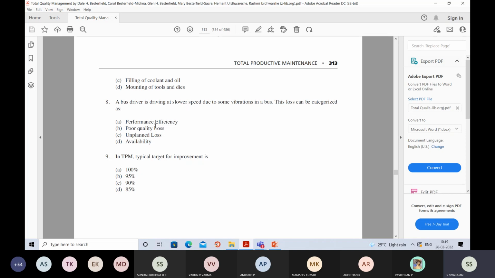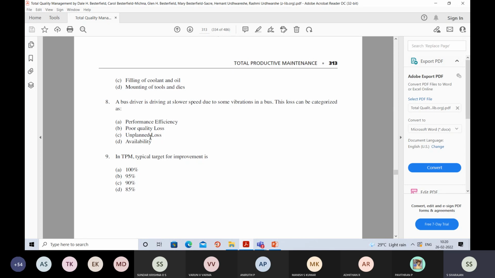And it is not a poor quality loss. Anywhere, the bus is running. It is running at slow speed, and we are getting the service. So there is no problem with the quality rate. So it's not a poor quality loss. So either it can be unplanned loss or performance efficiency. What I felt is it has to be performance efficiency, because ideally the bus can go at much higher speed. But deliberately we are running at slow speed. There is an inefficiency in performance.